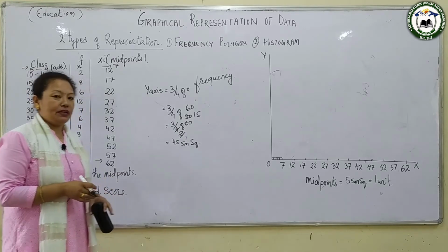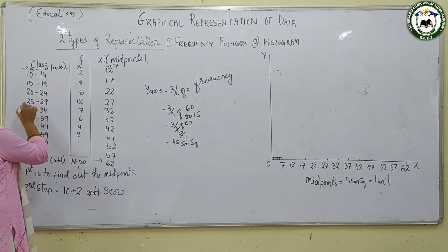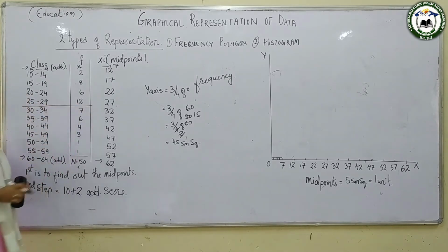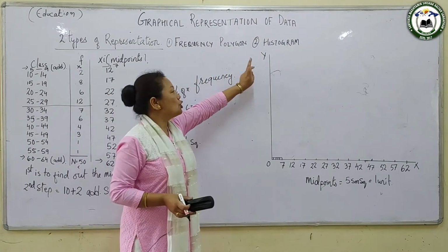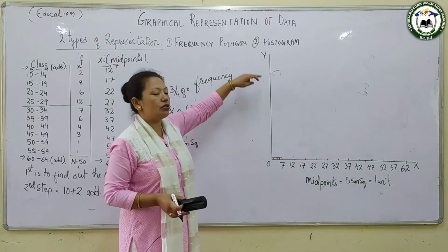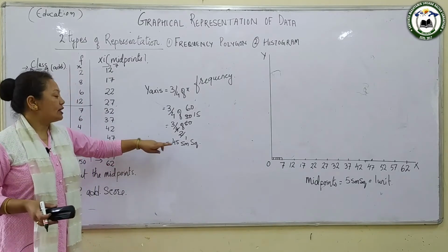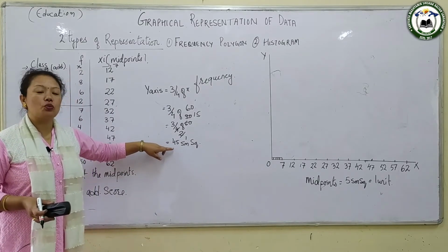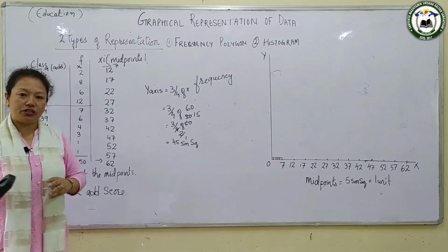Now the next step is to find out your highest frequency. Your highest frequency is 12. So on the y-axis you need frequencies from 1, 2, 3, 4 till 12. So what you need to do is divide these 45 small squares into 12 equal divisions.